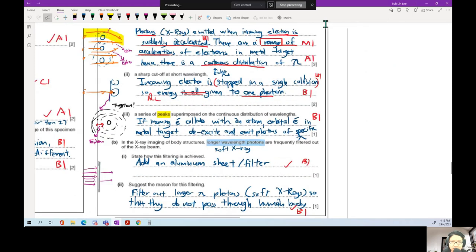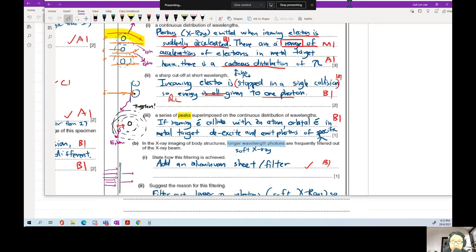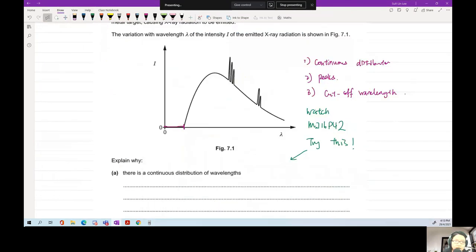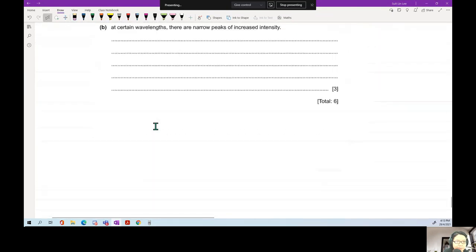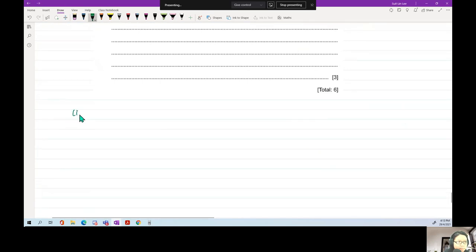And then what else do you need to know? The filter one. This one came out in trials. Hang on, my OneNote is a bit finicky. Okay, it came out in trials: explain the continuous X-ray spectrum. The second one is how to control hardness and intensity of X-ray.